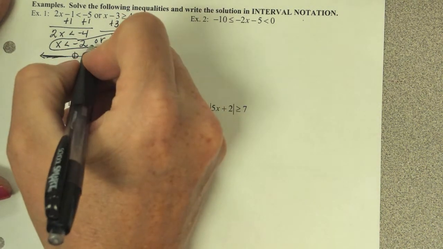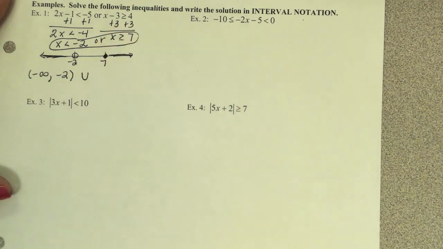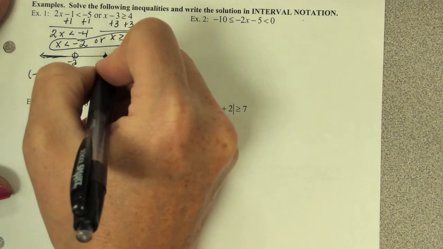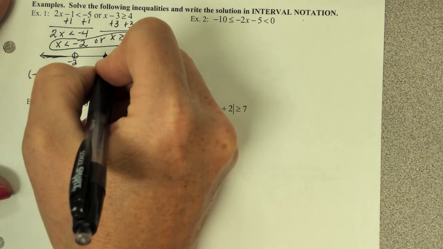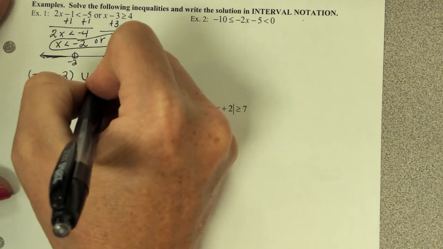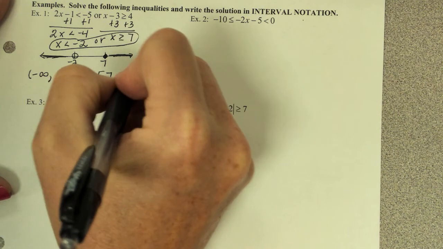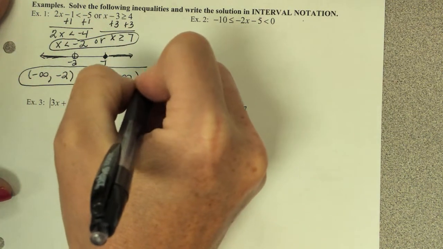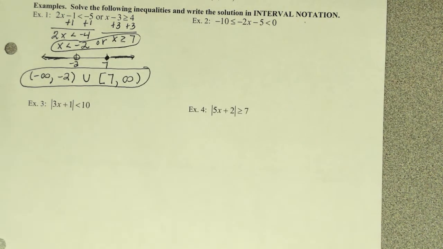The word or in math is the union symbol. That means or. And now I pick back up. Is 7 included? Yes. Do I use a bracket or a parenthesis? Bracket. So this would be the answer in interval notation. So I'd like to see you using interval notation on this whole worksheet.